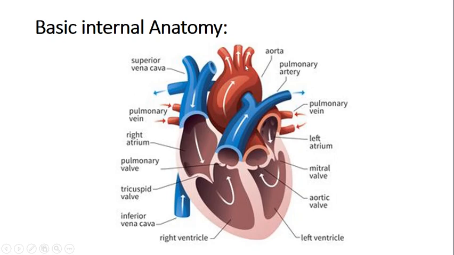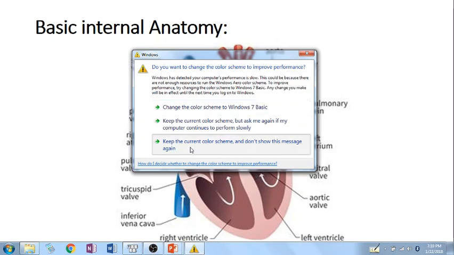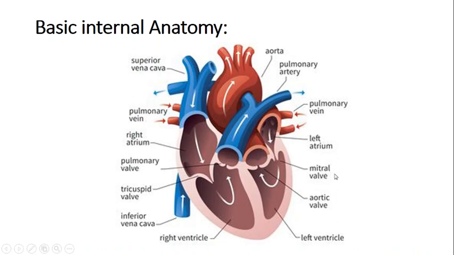The three offshoots here are the brachiocephalic, left common carotid, and the left subclavian. Those are fairly important to know, I believe. And we'll go back into more of this as we go through slides.